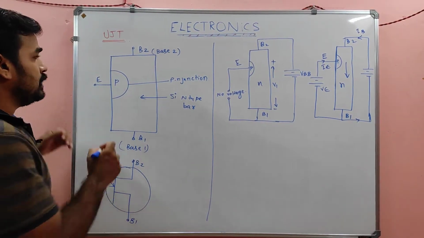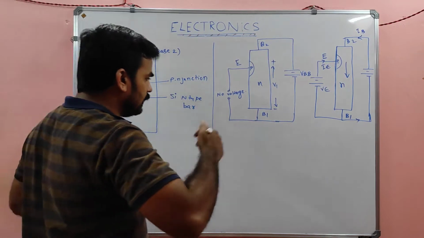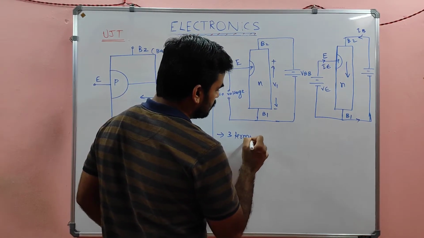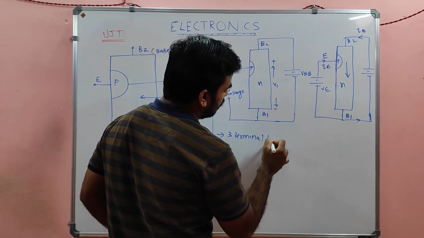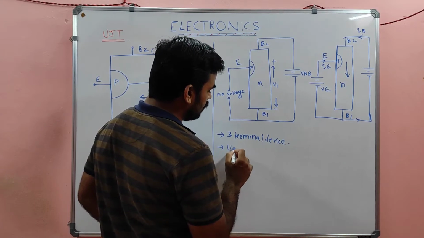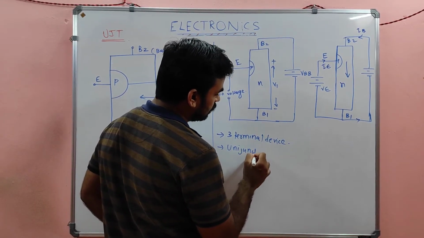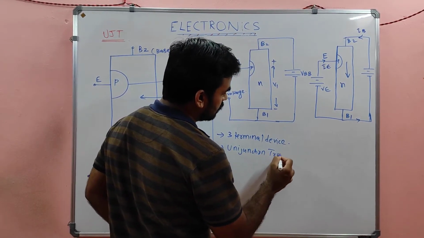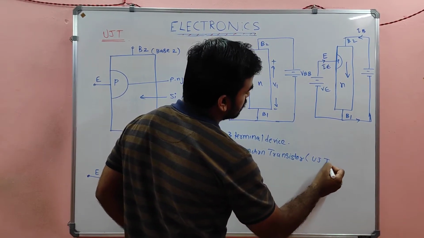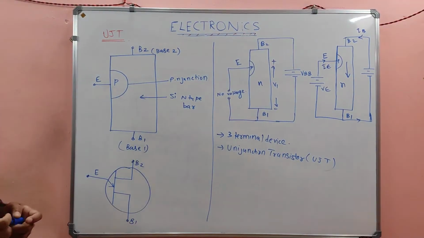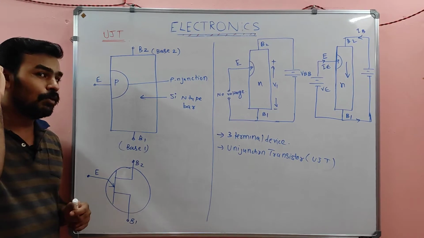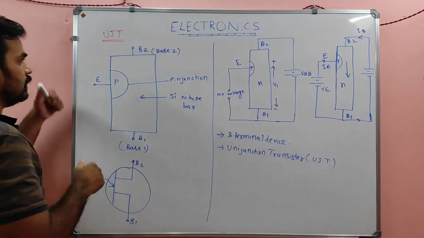See my dears, UJT, as the name indicates, is a three-terminal device. Three-terminal device, and its full form is Unijunction transistor. What is that? Unijunction transistor. As the name indicates, this UJT consists of only one junction. I will tell you what it is.